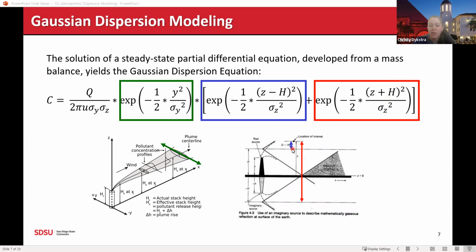This is our actual stack height. Now, this blue line right here represents z minus h. And so you can tell that this is looking at how far in the upwards direction we have this dispersion going. And then we have this red term right here where we're looking at z plus h. So if we look at what z plus h is, it takes us all the way down below the ground, this mirror image. And so you might think, why would we have z plus h? Well, let's see if we can take a look at a little bit of drawing here. If I can get this to work for us.